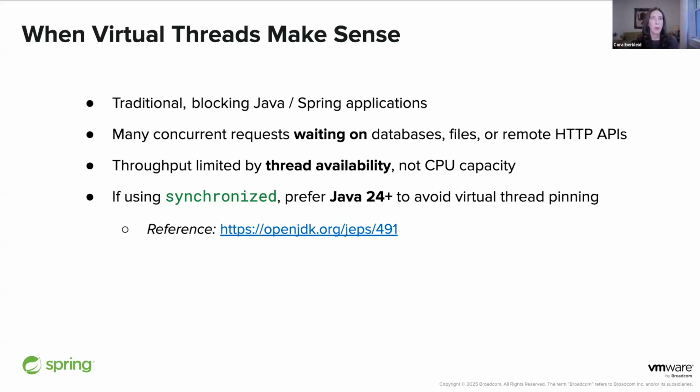And one important note I wanted to include here is that if you are using the synchronized keyword in your code, there was a limitation in Java 21 that was, for the most part, addressed in Java 24. So if that's the case, then you definitely want to use Java 24 or higher. Java 25 now is LTS. But in general, maybe better to stick with a newer version of Java. So I want to show you this as a demo.